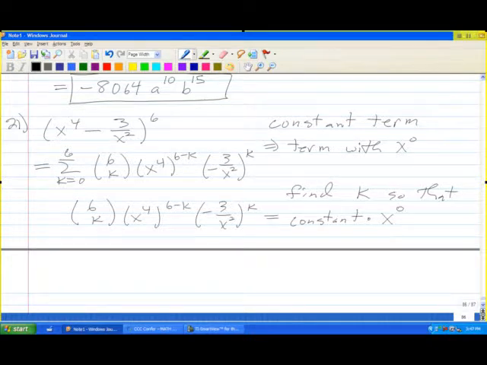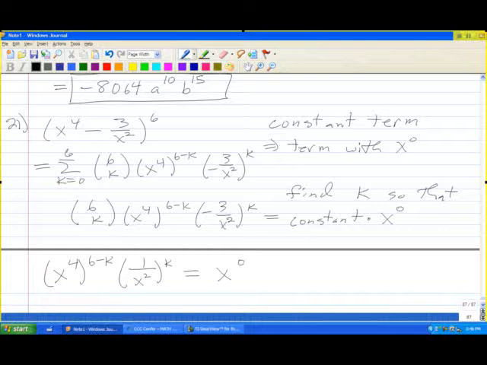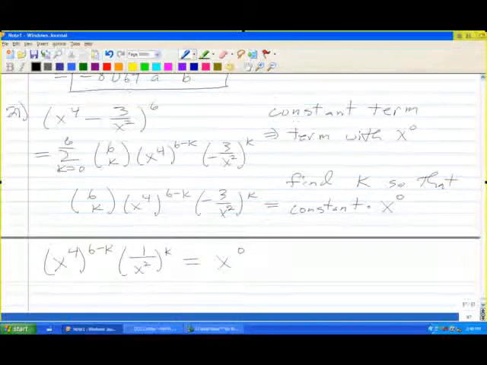So let's first figure out what the k is. I don't really worry about the constant yet. Then I'll figure out what the constant is. So let me get rid of all the constants, anything that doesn't involve x. So this is just x to the 4th, 6 minus k. The negative 3 is a constant, so it's 1 over x squared to the k. I want that to equal x to the 0. So I've just gotten rid of all the extraneous stuff, so I can figure out just what k is.